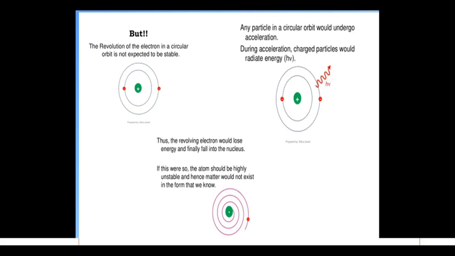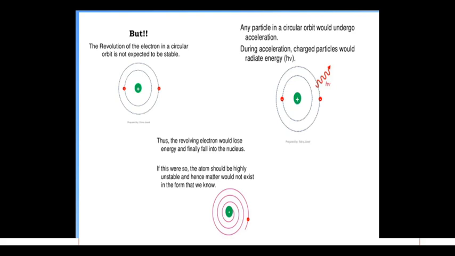If it is like that, will the atom be stable? No, isn't it? So the atom will not be stable if the electron is losing its energy when it is moving in a circular orbit. But we know that the atom is stable. So that was the first drawback of the Rutherford atom model.